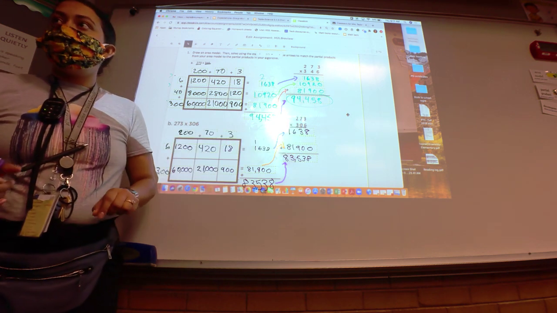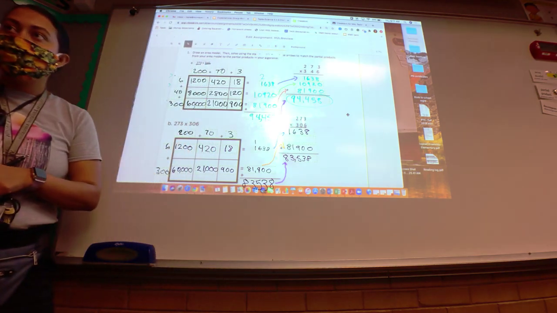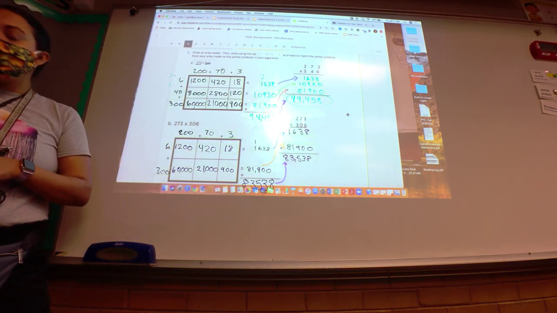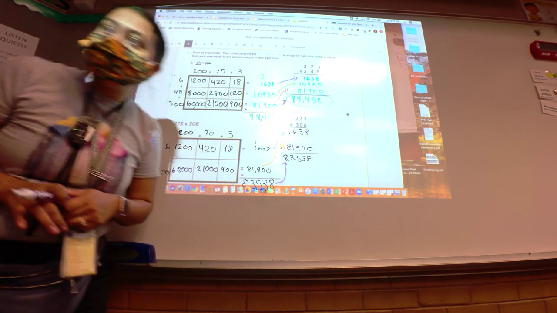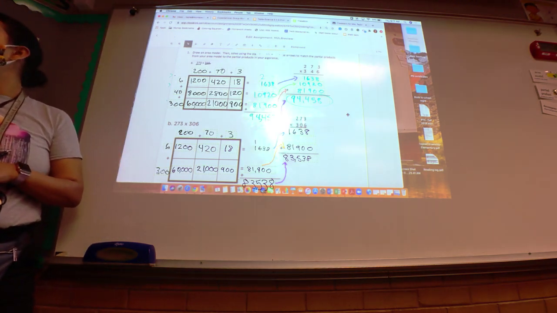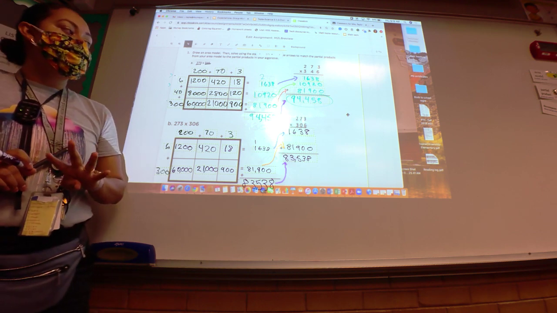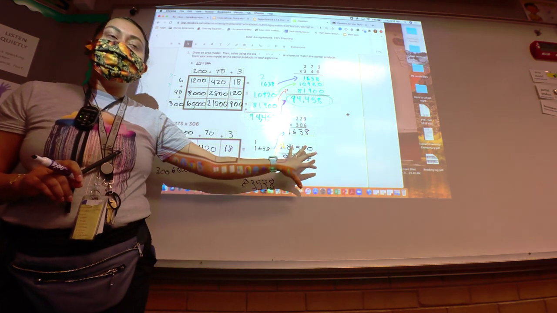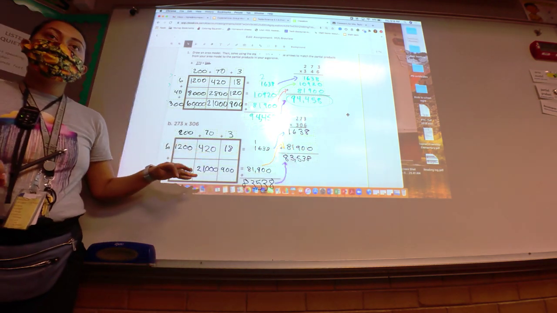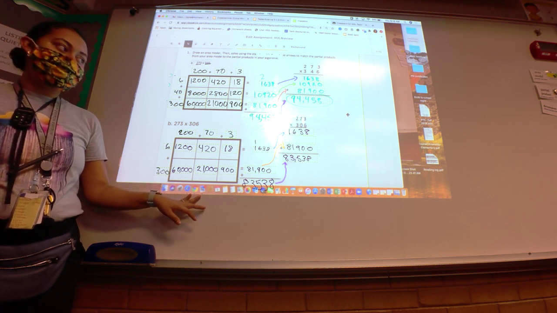All right. Quickly get that done, and then let's move on to slide 4. For slide 4, we're using just the standard algorithm, which is almost exactly like the area model, but it's quicker and it doesn't take so much adding.